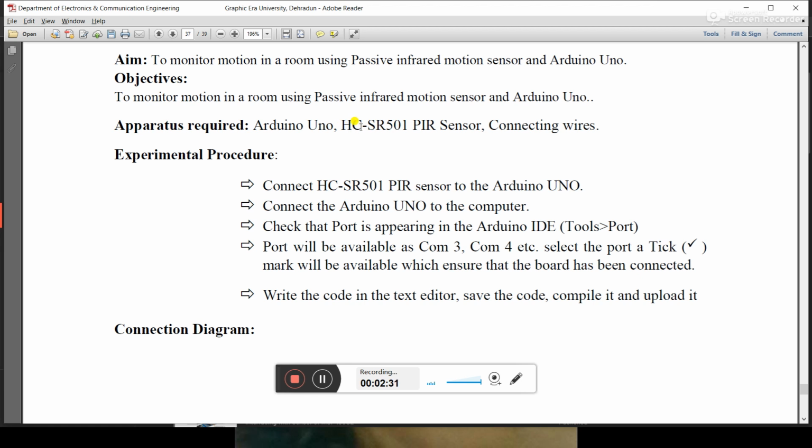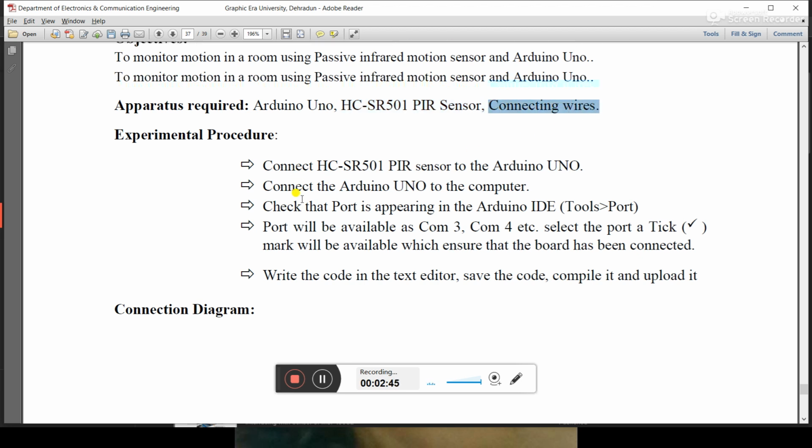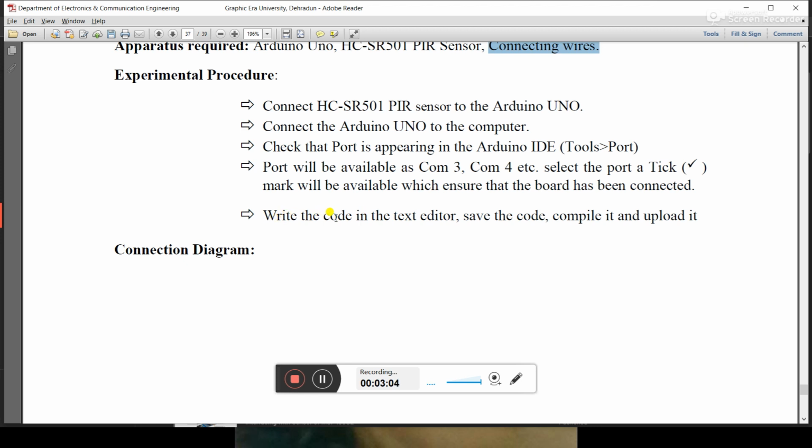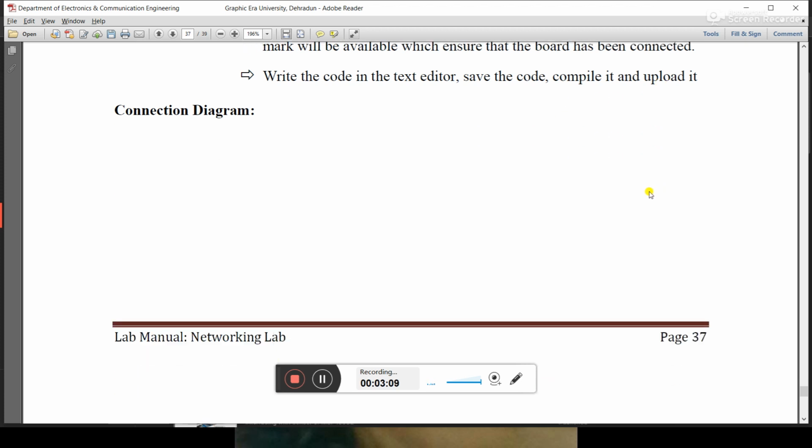Another thing is the SCSR 501 PIR sensor. We will use this sensor. It is a very useful sensor and readily available in the market. Some connecting wires are also needed. Connect the SCSR 501 PIR sensor to the Arduino Uno, and connect the Arduino Uno to the computer. Check the ports and select the port accordingly. Then come to the text editor, write the whole code, save it, compile it and upload it.